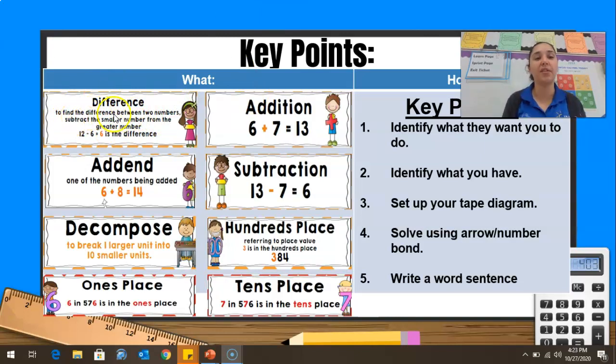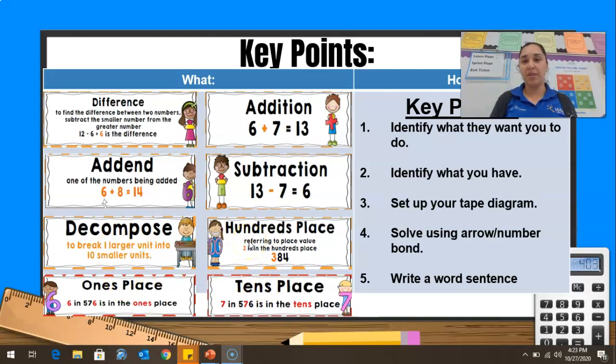And to find the difference, we find the difference between two numbers by subtracting the smaller number from the big number. And the answer, it's the difference, boys and girls. We need to know what an addend is, and an addend is when we add, it's the first number. Not only necessarily the first number, addends are the parts that we add. And we're decomposing because we're going to be using either the arrow or the number bond to add or subtract. We always need to know the ones, the tens, and the hundreds.